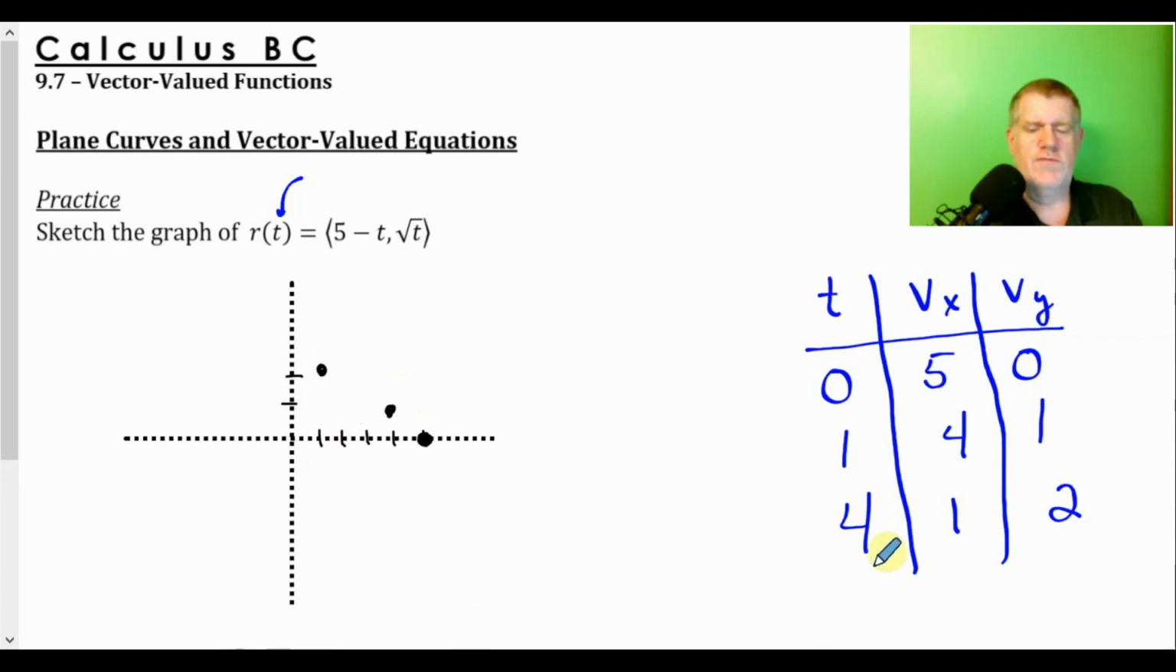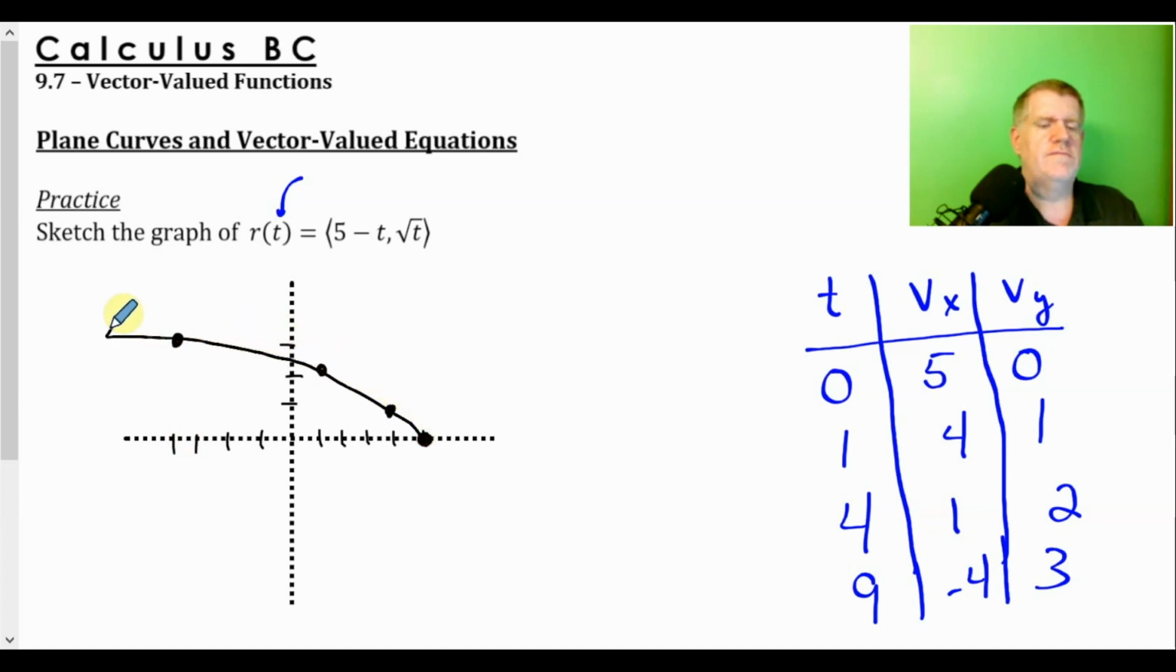So why don't we go and put in 9. 5 minus 9 is negative 4, and then the square root of 9 is 3. So negative 4, 3. 1, 2, 3, 4, and up 3. Alright, so we've got a graph that's going like this. Now I put an arrow there, but I have to be careful because we have to talk about direction. Now the direction is easy to see. We have 0, 1, 4, 9. We know it's traveling this direction.